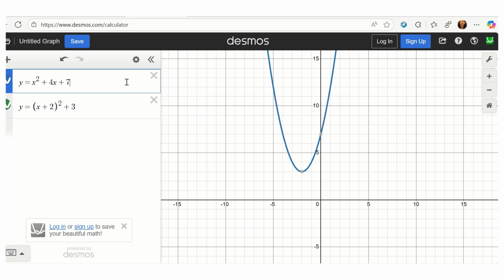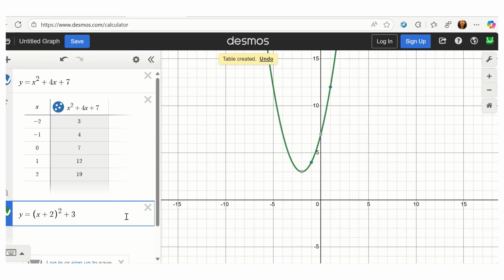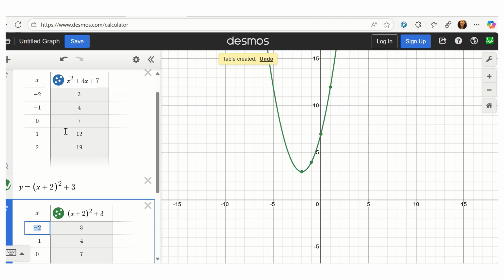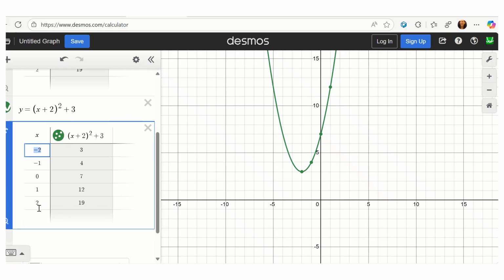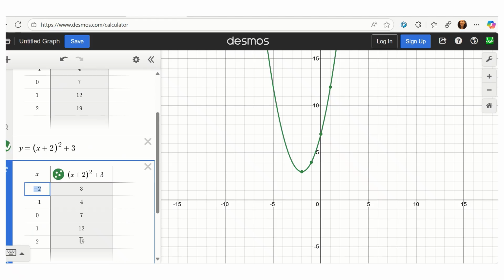If we wanted to generate the tables, so create a table and create a table. Notice that it is the same table. They all have the same points on them. So this one has the point 2, 19, and this one has the point 2, 19, 1, 12 and 1, 12.